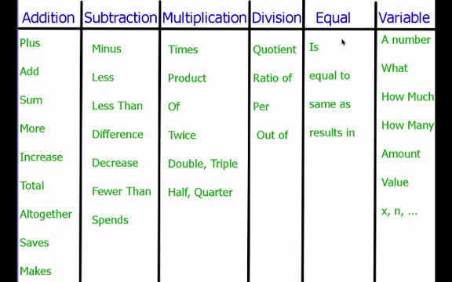The equal to symbol can be represented by is, equal to, same as, results in, these sort of things. And our variable can be represented by a number. And then when you're being asked, like what, how much, how many, these sort of words will cue you in to using the variable. So we're going to use these in just a moment to write equations.